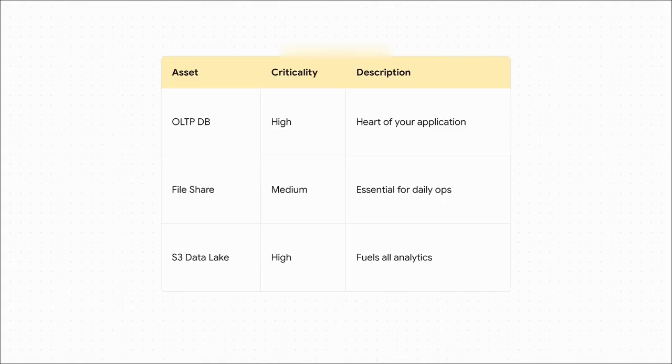Well, here they are. First up, a high-transaction OLTP database. This is the absolute heart of your application, you know? It's handling all those real-time customer orders and updates. Next, a file share, maybe not as high-strung, but essential for daily operations. And finally, you've got this massive, high-importance S3 data lake. That's the brain, fueling all your analytics. Yeah, the stakes are pretty high for all three.